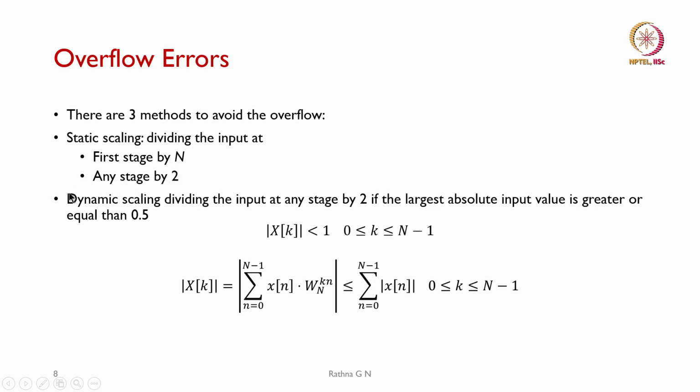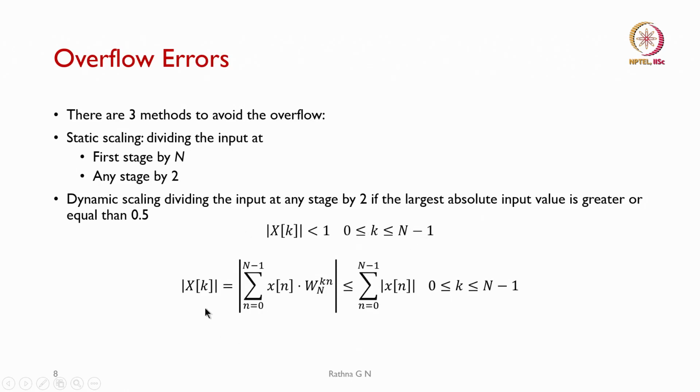The other method is based on dynamic scaling, that is dividing the input at any stage by 2 if the largest absolute input value is greater than or equal to 0.5. Okay. So then what happens? We are taking the norm of the magnitude of x of k, which is less than 1, for 0 less than or equal to k less than or equal to n minus 1.